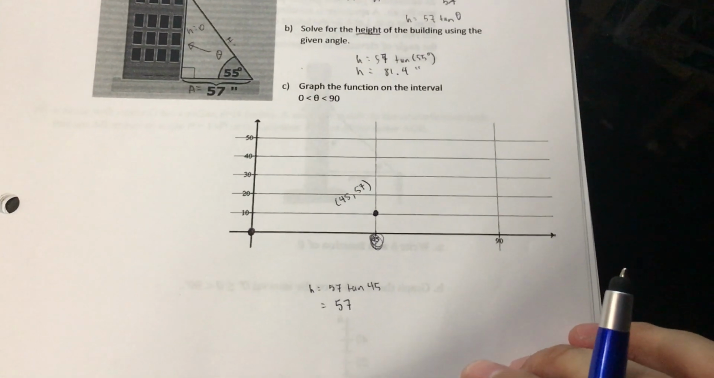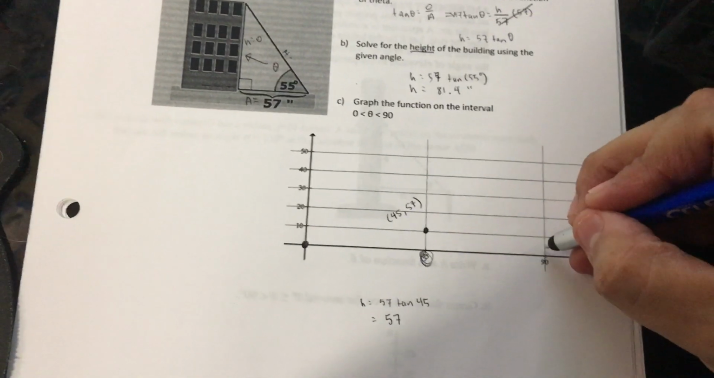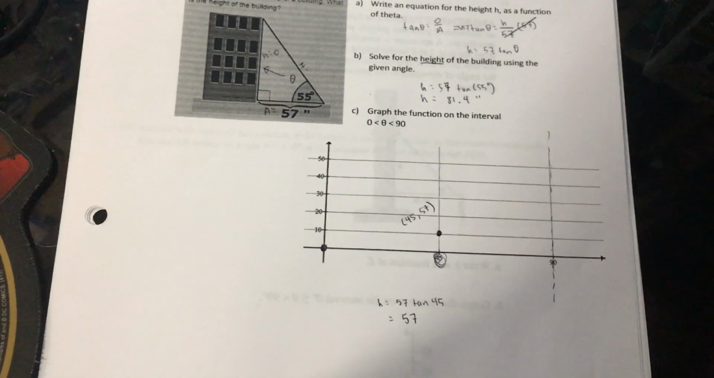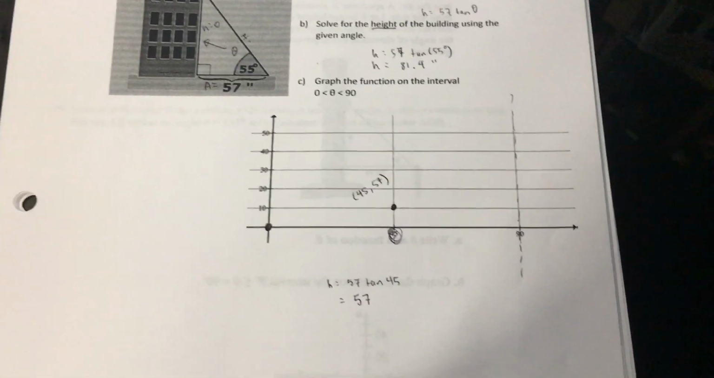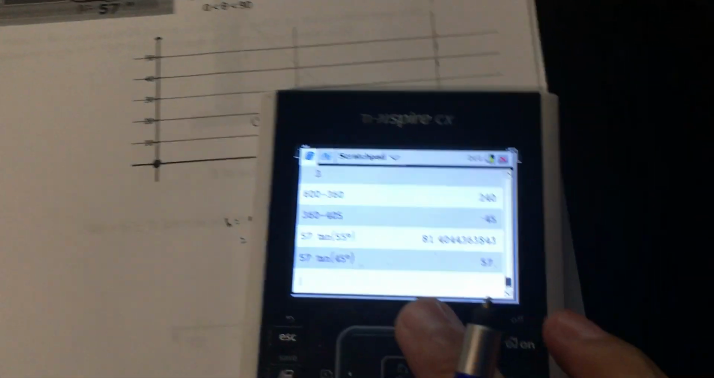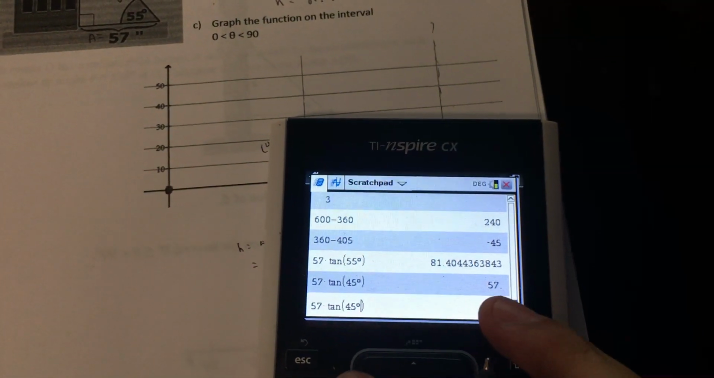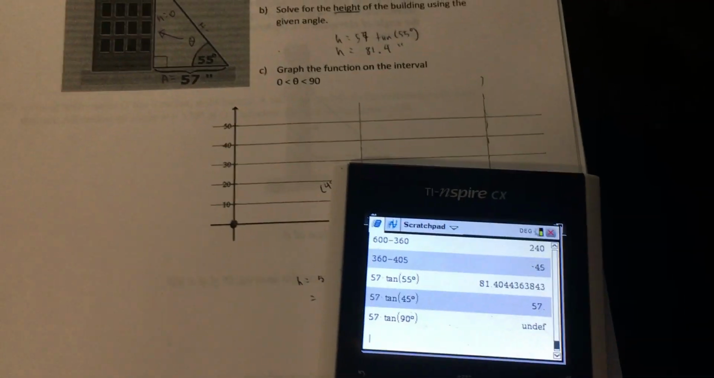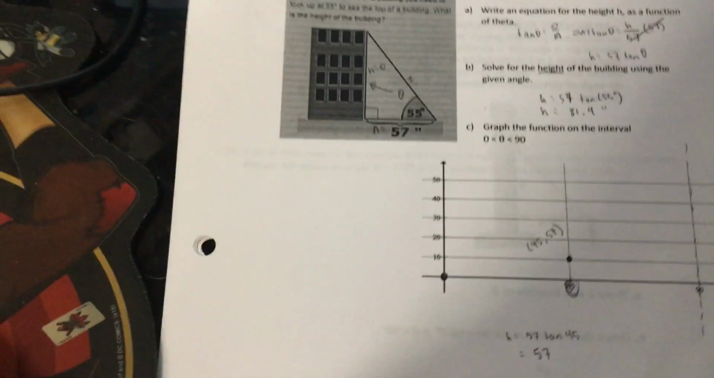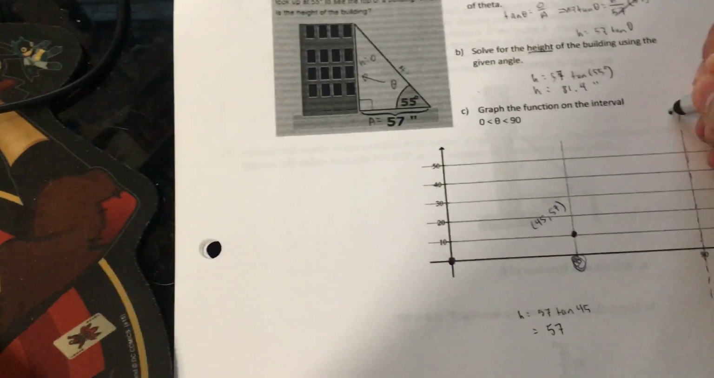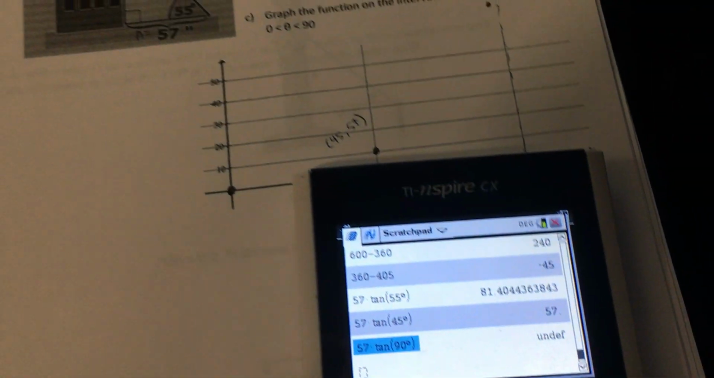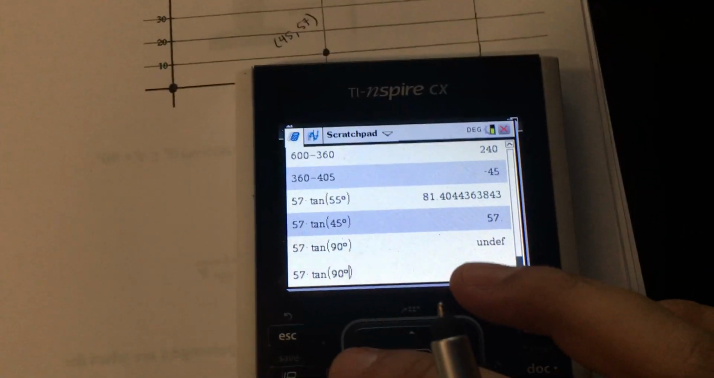Now, what I need to remember also is I'm just graphing from the interval of 0 to 90. So remember, at 90, I have an asymptote. So it's never going to reach this line. And if I were to plug 90 into my calculator, we're going to see that it's undefined at that point. That's because there's an asymptote there. So what I would do is, we know this is going to rise way up here. I would use a number like 89 to define it.